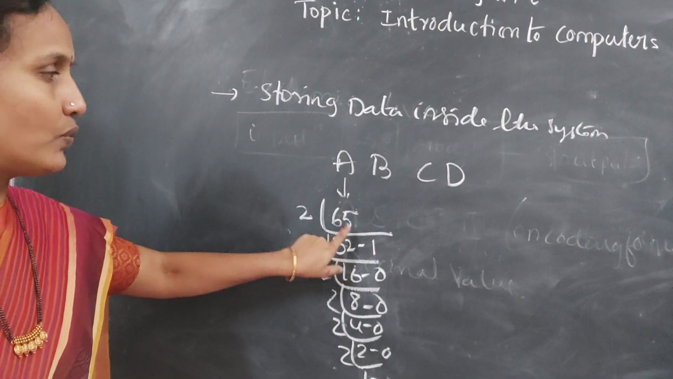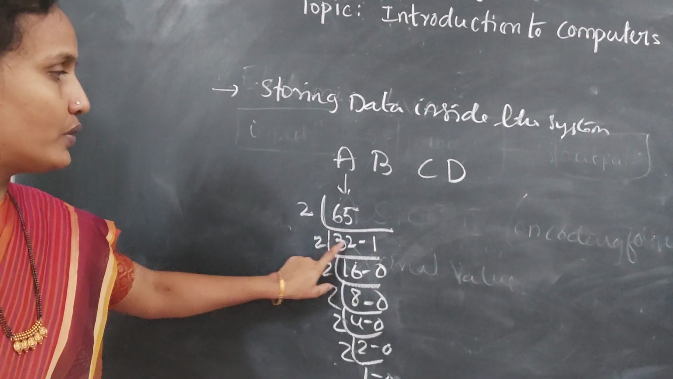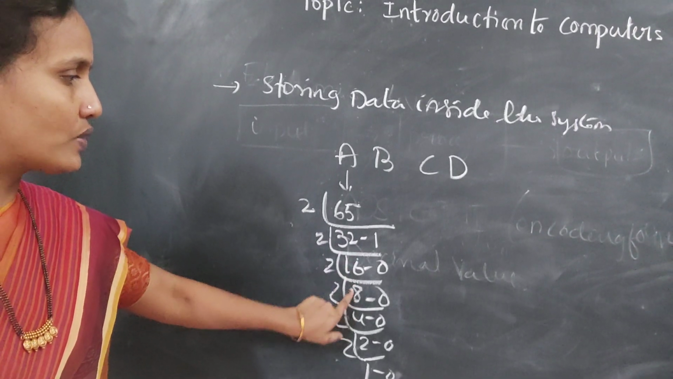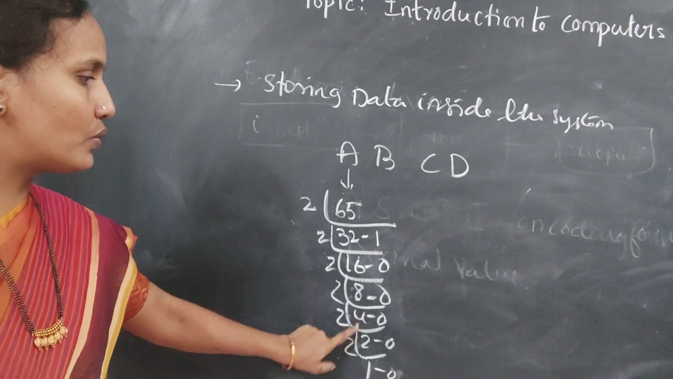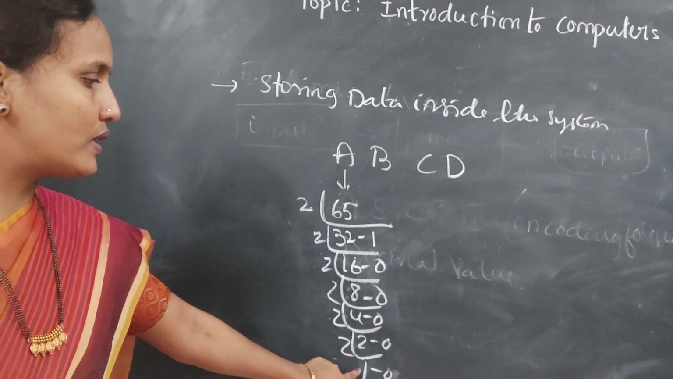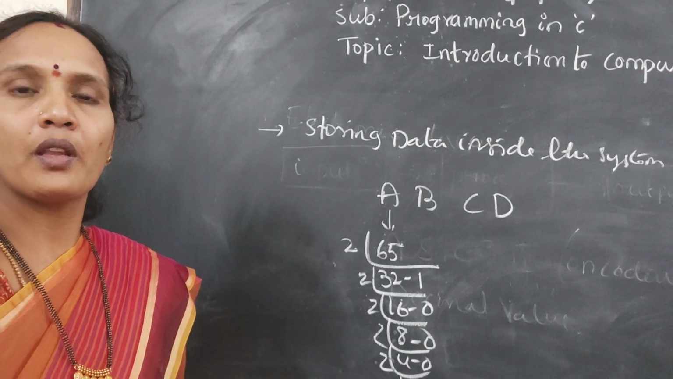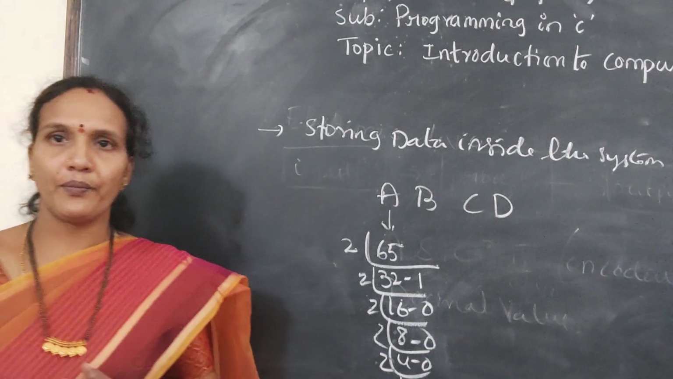2 32s are 64, the remainder is 1. Next, 2 16s are 32. 2 8s are 16. 2 4s are 8, remainder is 0. 2 2s are 4, remainder is 0. 2 1s are 2, remainder is 0. Understood? So this is a binary conversion.